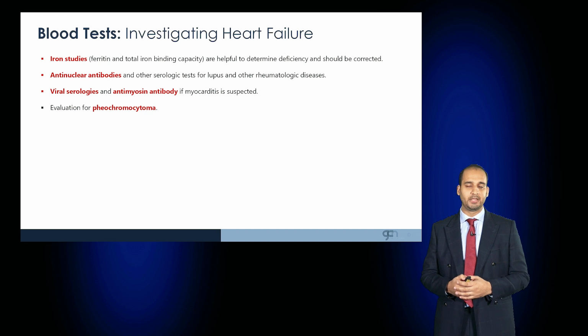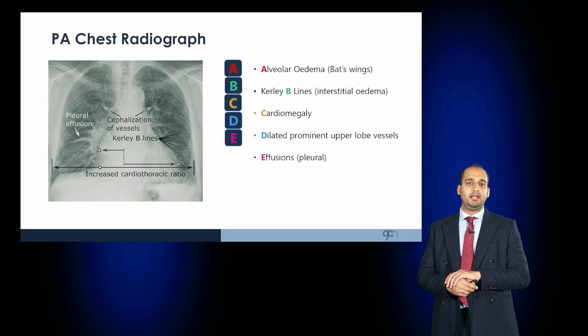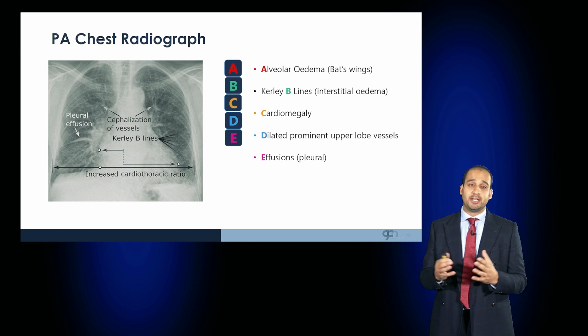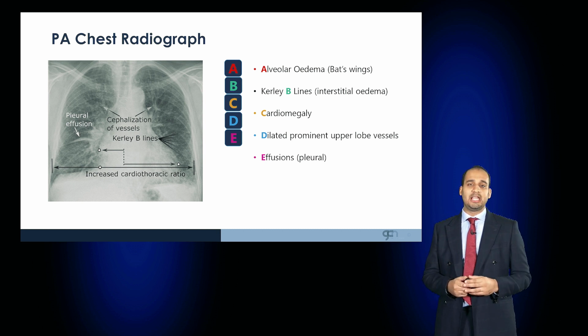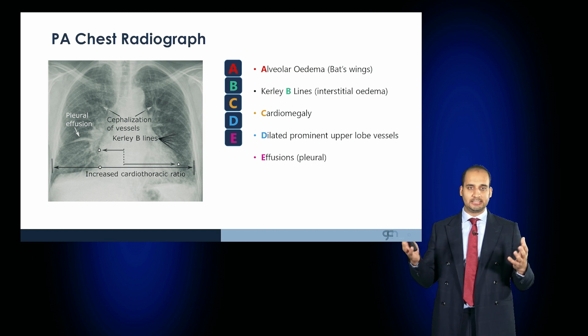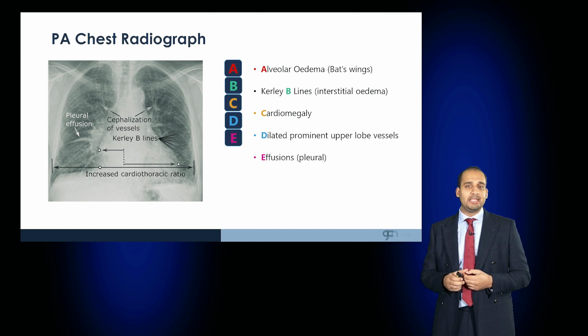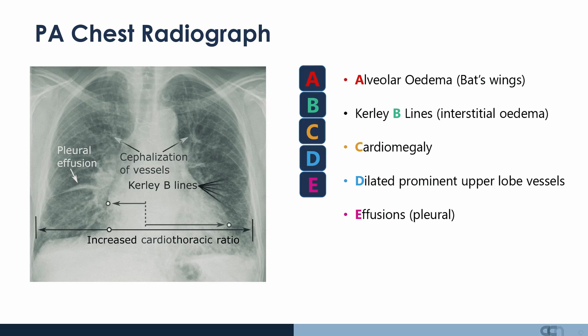Imaging. A plain PA chest radiograph may demonstrate a number of changes, and we use this ABCDE mnemonic. A is for alveolar edema, which you can see here in the imaging presents as bat's wings around the hilar region. B, or Kerley B lines, Kerley is eponymous, K-E-R-L-E-Y, and that's peripheral lines that you see as a result of hepatic congestion and interstitial edema.